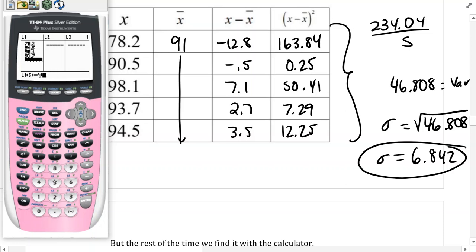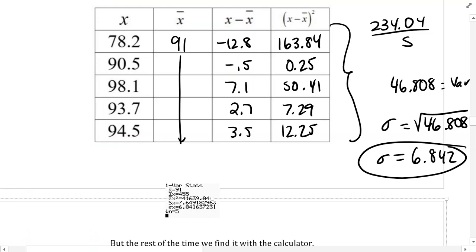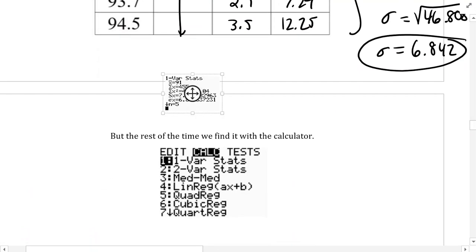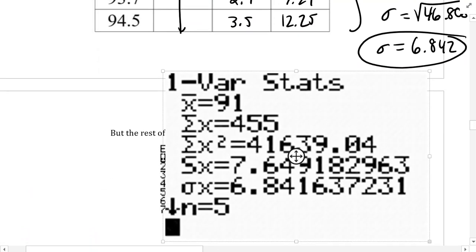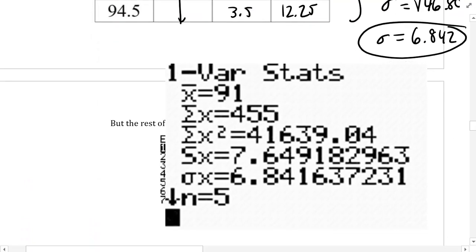All right, so I'm putting these in. And then we're going to go stat over to calc with that one variable statistics. You can see that mean of 91 that we had. And look at that. I'm going to make it a little bigger because I can't see it. So here's that mean. And my standard deviation right there. Okay, with our lowercase sigma.